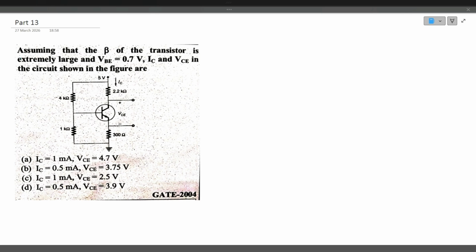Let's see the question. Assuming that beta of the transistor is extremely large and VBE is 0.7, the IC and VCE in the circuit shown in the figure are. So this is the circuit here. He's asking us to find out the Q point. Q point is nothing but VCE and IC, the collector current and collector emitter voltage.